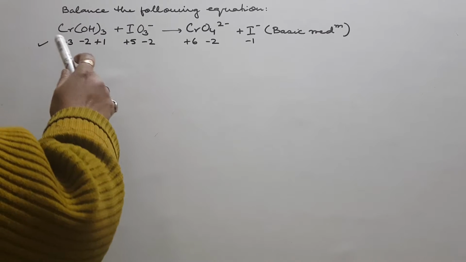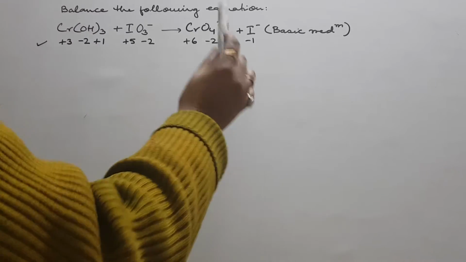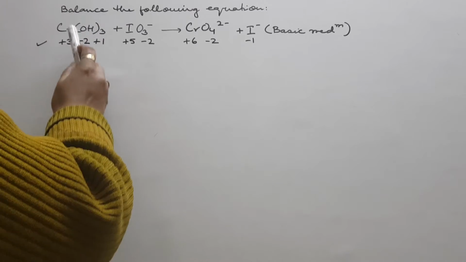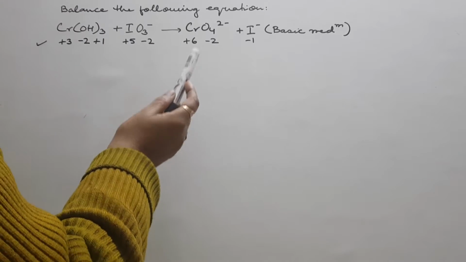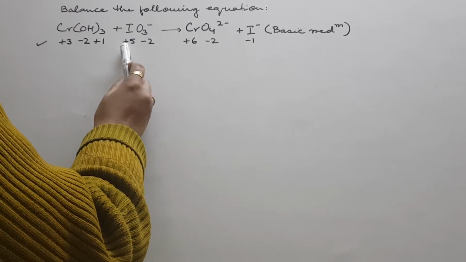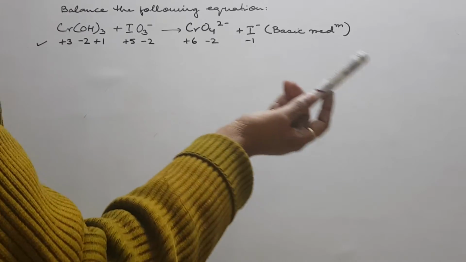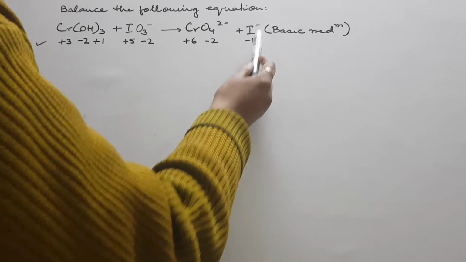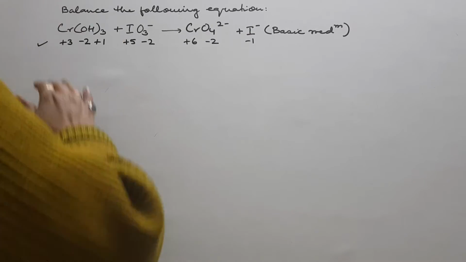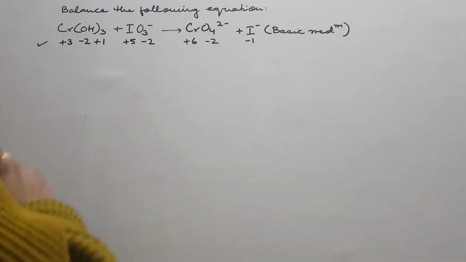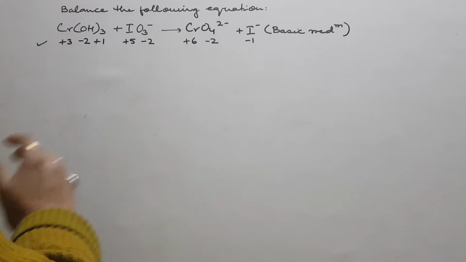First, I have calculated the oxidation numbers of various atoms present in this chemical reaction. Cr is plus 3, O is normally minus 2, H is plus 1. This I, when you calculate, you will find it comes out to be plus 5. O was minus 2. Here Cr is plus 6. O is as usual minus 2. And here I will be minus 1 because you can see it's having charge minus 1. So now children, I have done the first step. I wrote all the oxidation numbers of various atoms present in this equation.